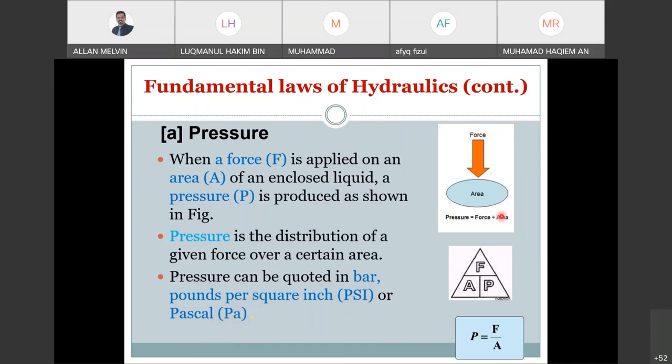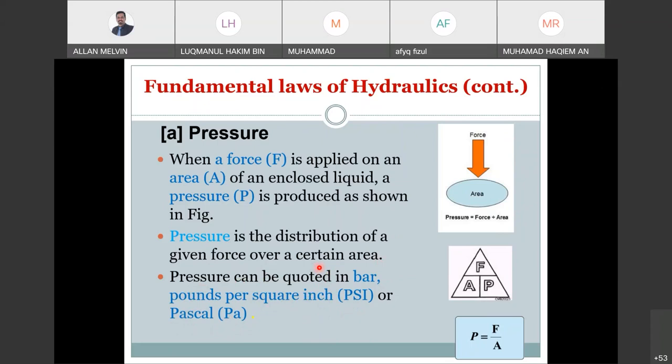It depends on the company. Pounds per square inch is a British unit, a British reading. Bar and Pascal we will normally use. So you need to check.